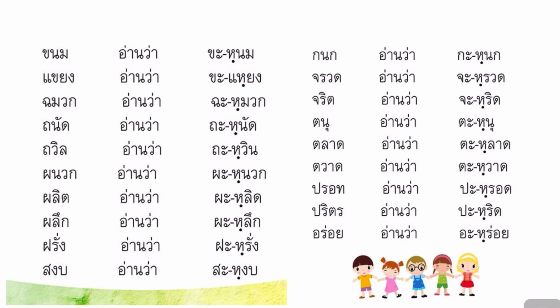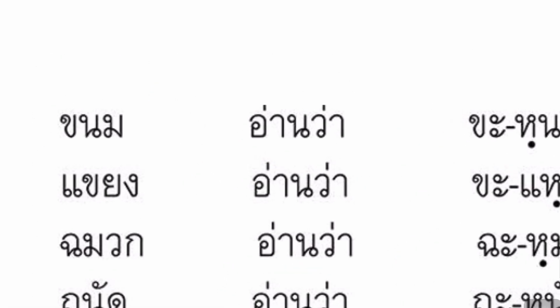And as I said, the majority of the time, it's going to be the first rule that we looked at, where you add that silent H to it. So let's have a look. Split it up. Ka, and then add the silent H. Nom. Kanom. Ka. Yang. Kayang.